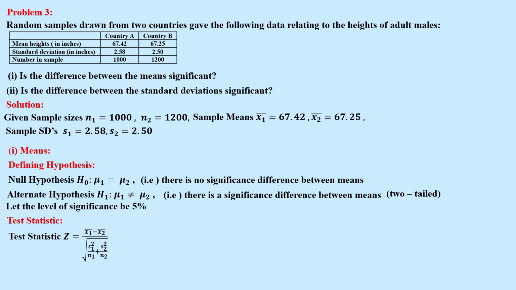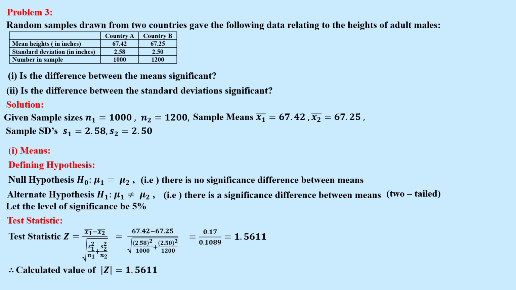Test statistic z is equal to (x1 bar minus x2 bar) divided by the root of s1 square by n1 plus s2 square by n2. Substituting the values, 67.42 minus 67.25 divided by the root of 2.58 whole square by 1000 plus 2.50 whole square by 1200. So you will get 1.5611. So the calculated value of z is 1.5611. Tabulated value at 5% level is 1.96.